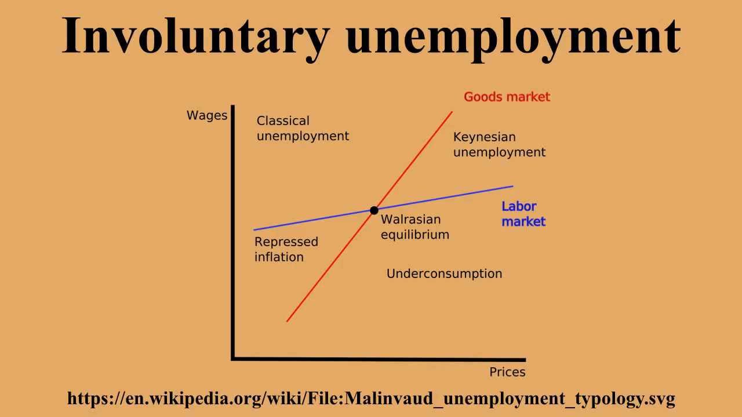Involuntary unemployment occurs when a person is willing to work at the prevailing wage yet is unemployed. Involuntary unemployment is distinguished from voluntary unemployment, where workers choose not to work because the reservation wage is higher than the prevailing wage. In an economy with involuntary unemployment, there is a surplus of labor at the current real wage.